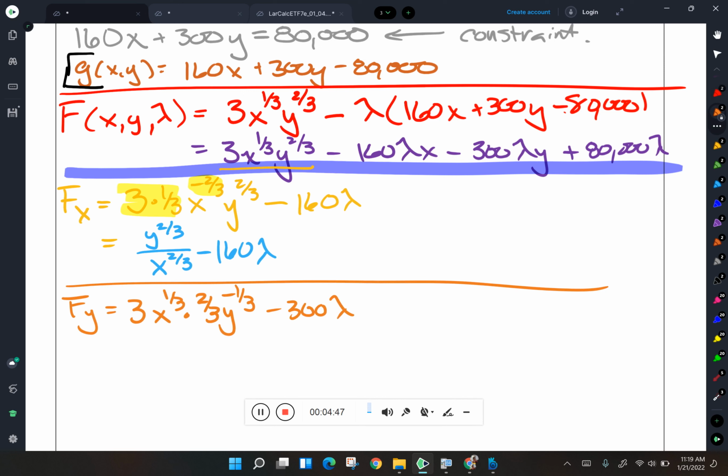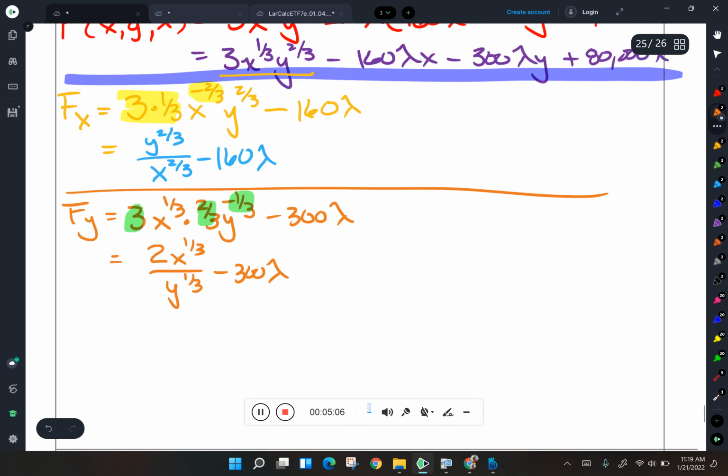Now I'm going to clean that one up. The 3 and the 2/3 are going to cancel, give me 2, and that negative exponent really means downstairs. So that's going to give me 2x to the 1/3 divided by y to the 1/3 minus 300 lambda.